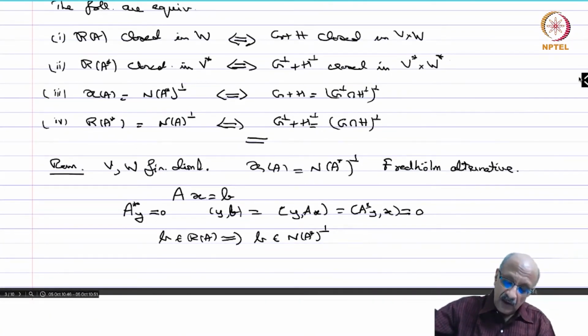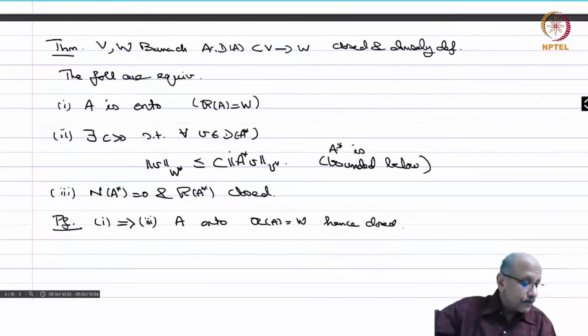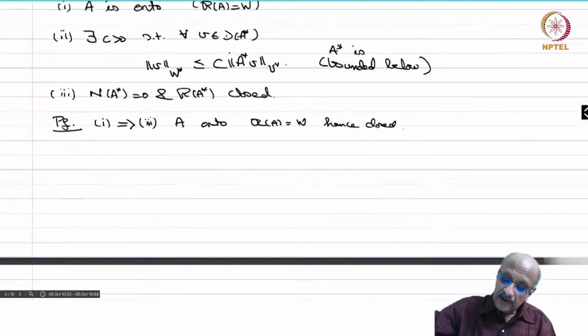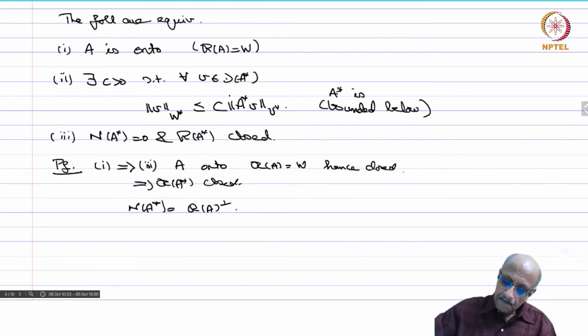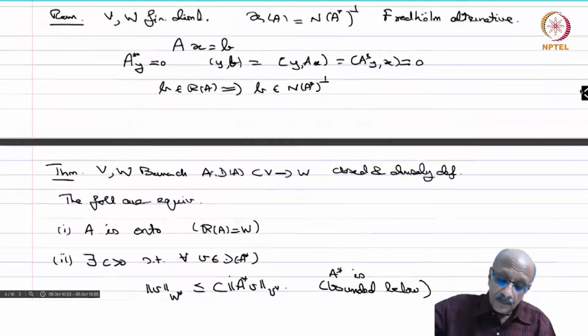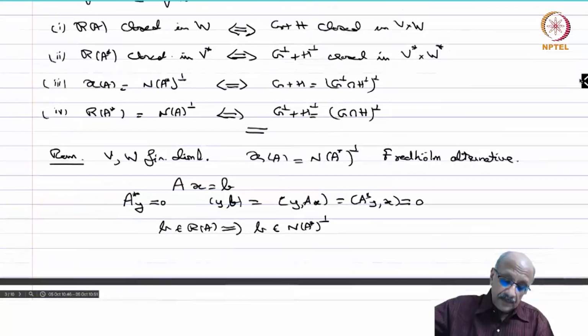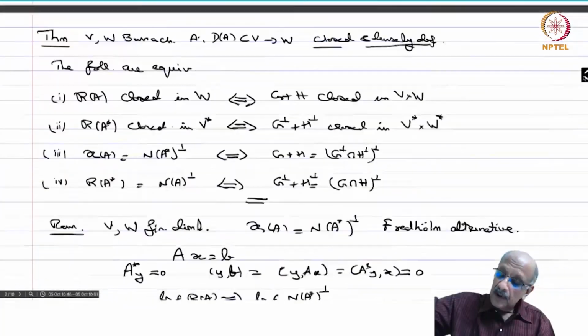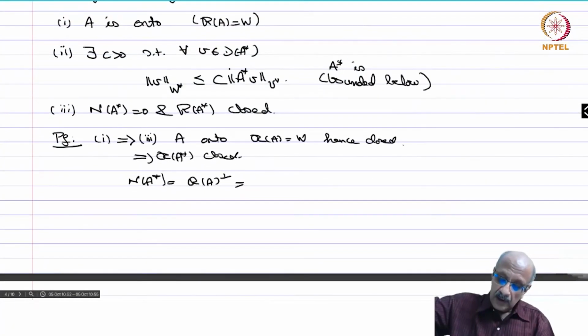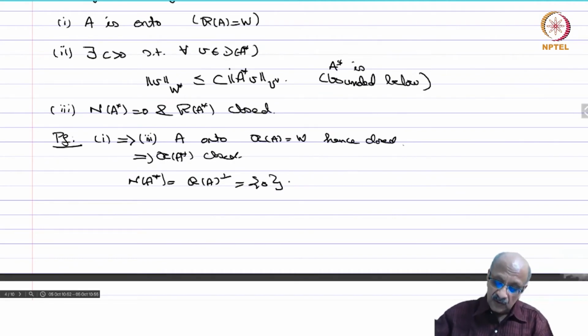So range of A star will be N(A) perp. And in fact range of A star will be closed. So range of A closed implies range of A star is closed. And you also have N of A star is range of A perp. And since range of A is all of W, that we have proved even much before, N of A star is range of A perp, and since range of A is the whole of W, this has to be 0. So this proves 3. Range of A star is closed and this.